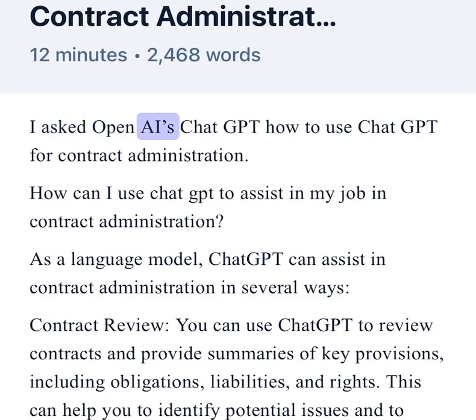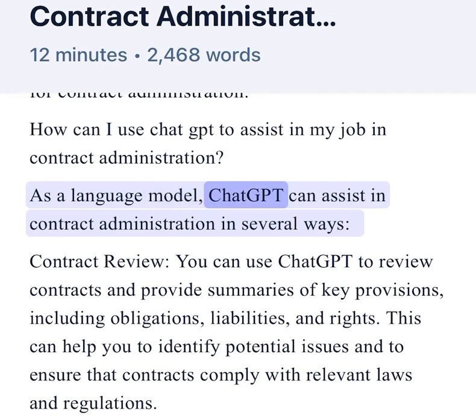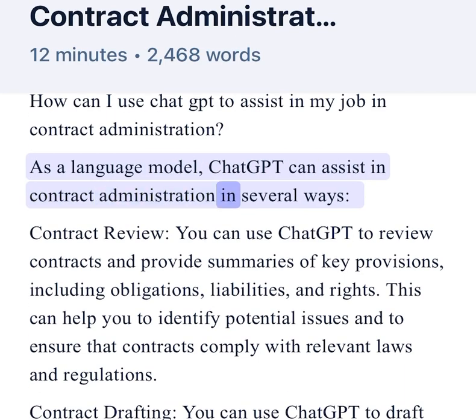I asked OpenAI's ChatGPT how to use ChatGPT for contract administration. How can I use ChatGPT to assist in my job in contract administration? As a language model, ChatGPT can assist in contract administration in several ways.